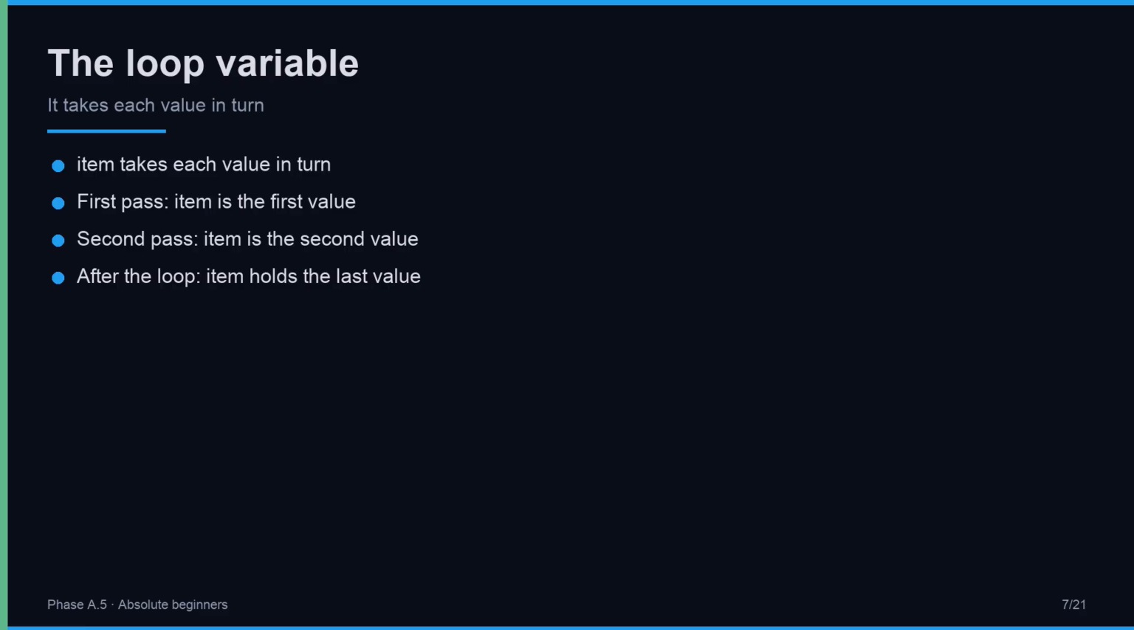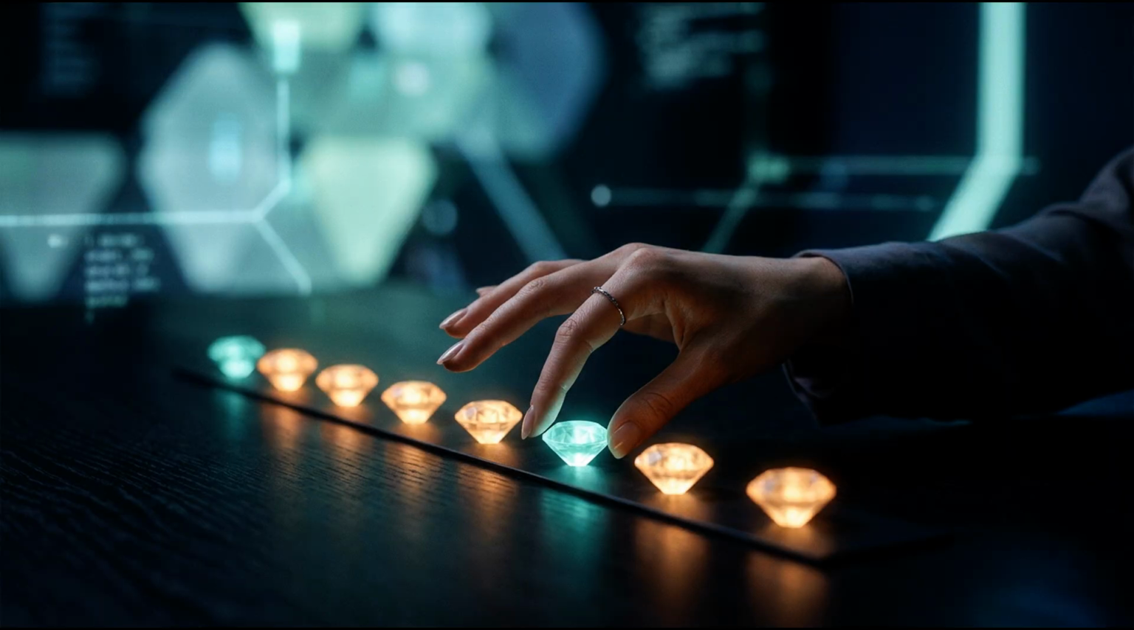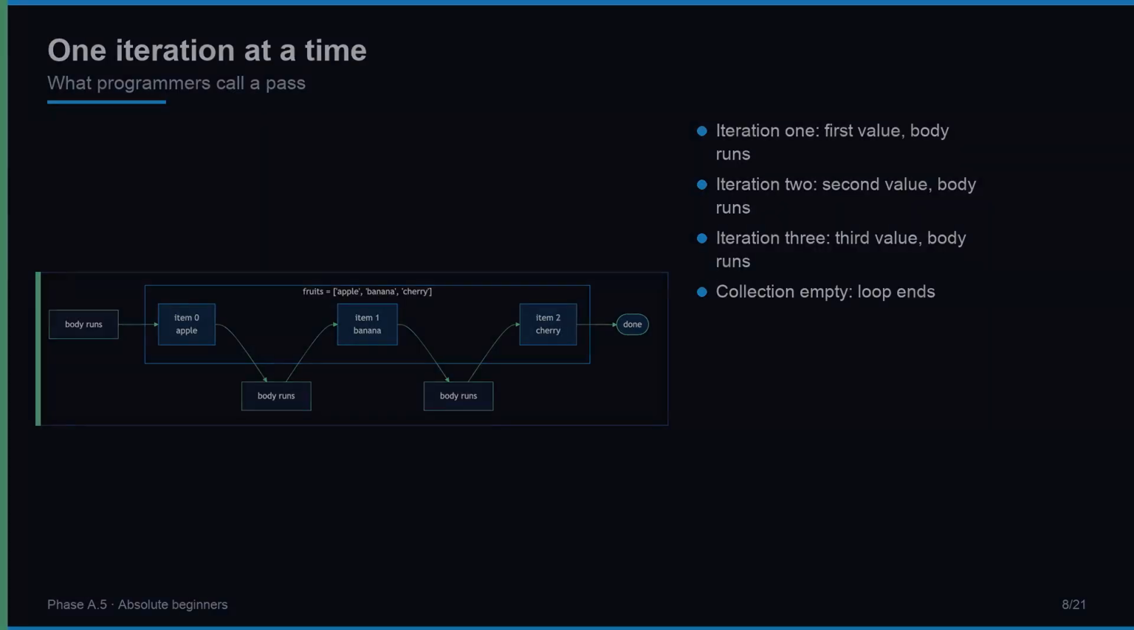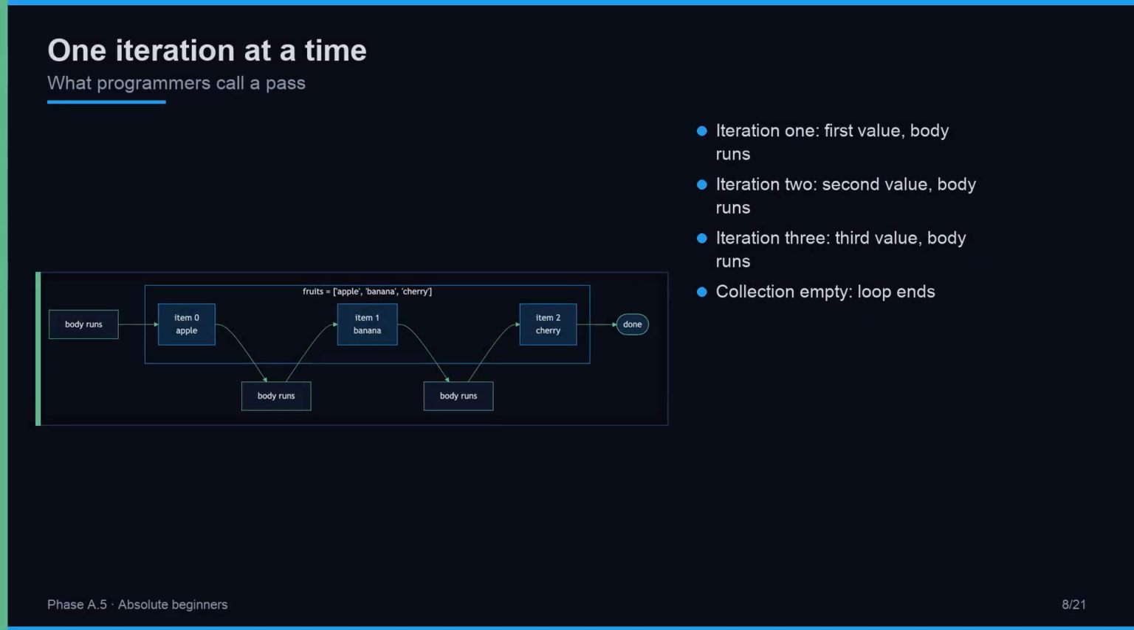You just use the name inside the body, and it always refers to whichever item the loop is currently on. After the loop ends, the name still exists, holding the last value. You do not assign it. Each pass through a loop, the variable becomes someone new. First it is apple. Then banana. Then cherry. The body stays the same. Someone new each pass.